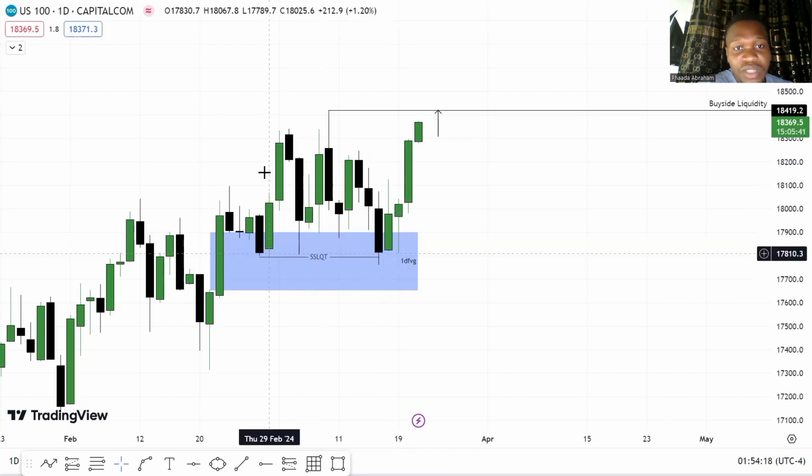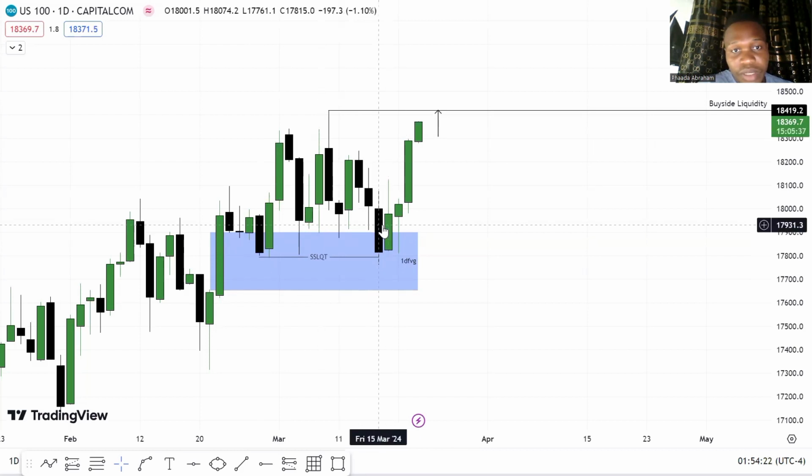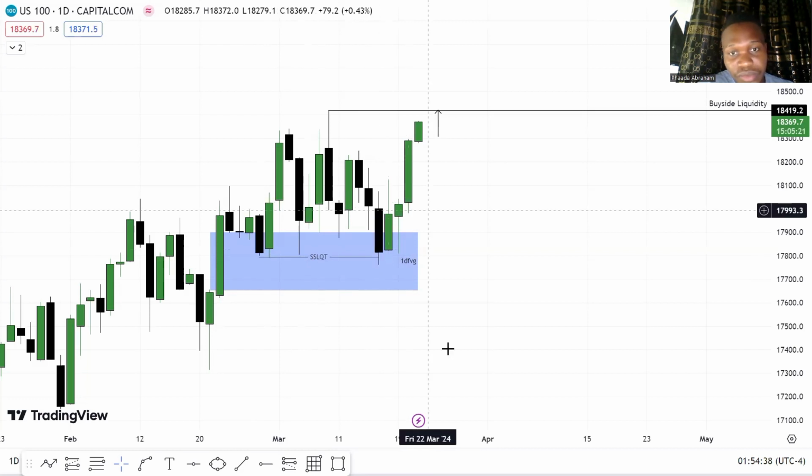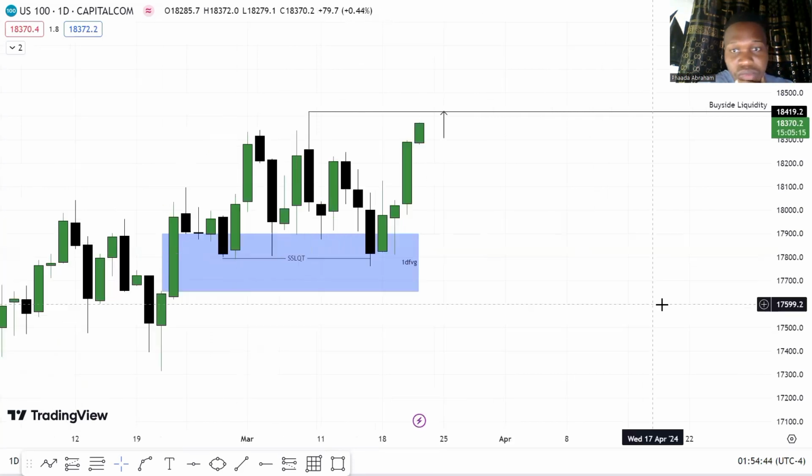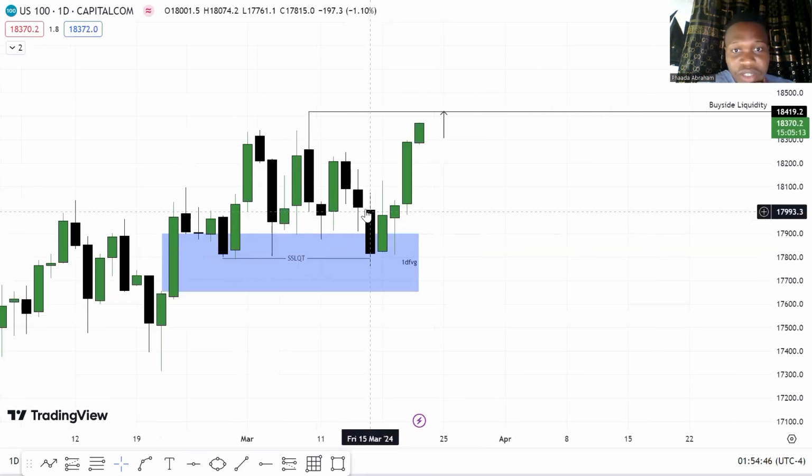But it used it here to reach an all-time high, came back right here, took out sell side liquidity here. So after the sell side liquidity, we had these bullish candlesticks here. So this is a bullish order block right here. But this is not really a concern right now.